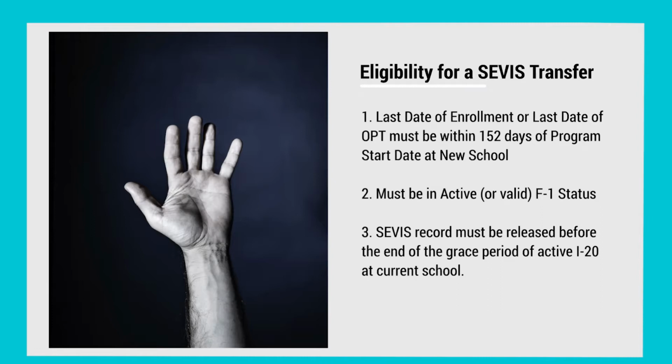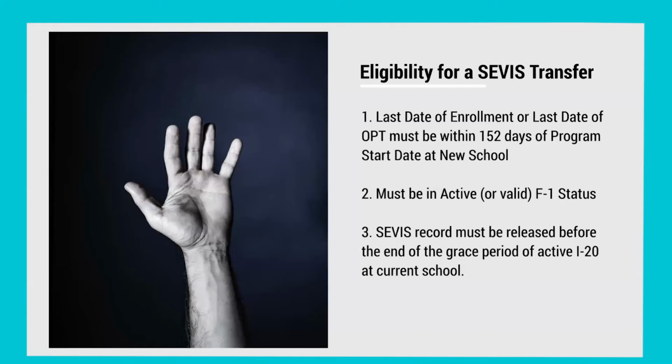So for example, if you're completing your program of study or your OPT is going to end in June of this year, then you will have no problem at all transferring your SEVIS record to UC San Diego, because the start date at UC San Diego for fall quarter is September 20th, 2021, which is less than 152 days from when you completed your previous program.